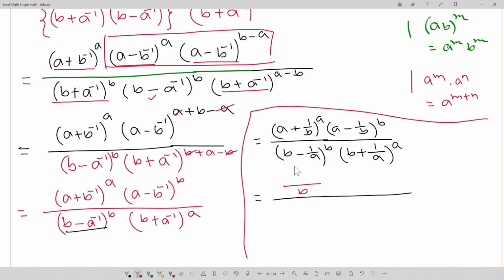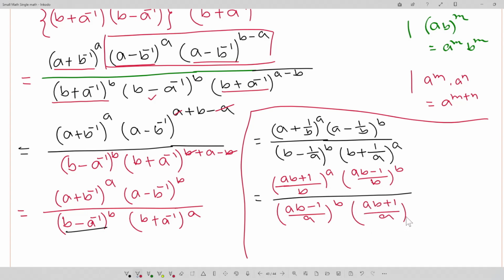So here is b, so (ab plus 1) to the power a, and here (ab minus 1) to the power b, and (ab minus 1) by b to the power b, okay, and here (ab minus 1) by a to the power b, and here is (ab plus 1) by a to the power a. Okay, so till now everything is clear. Now this portion we have to turn over to the next page.